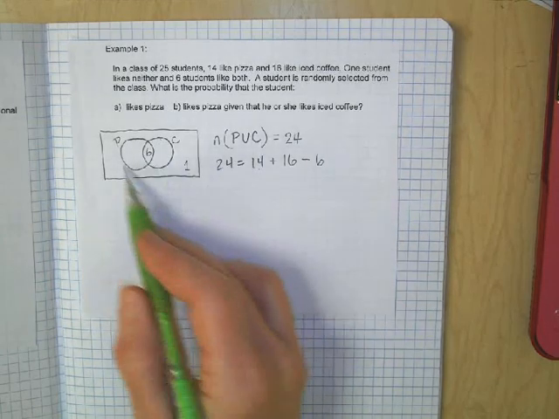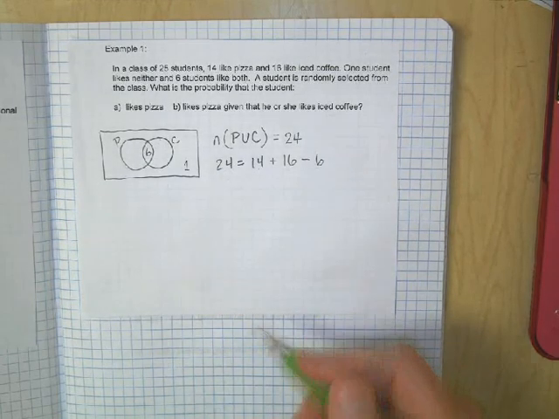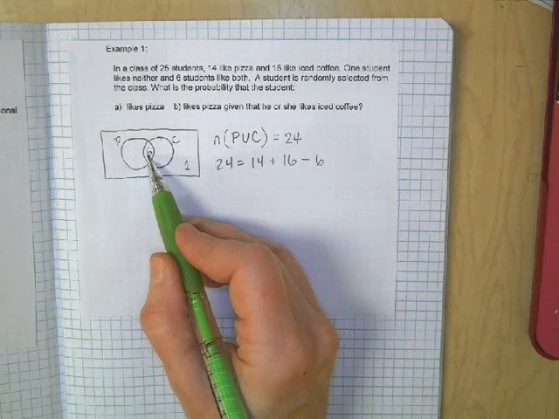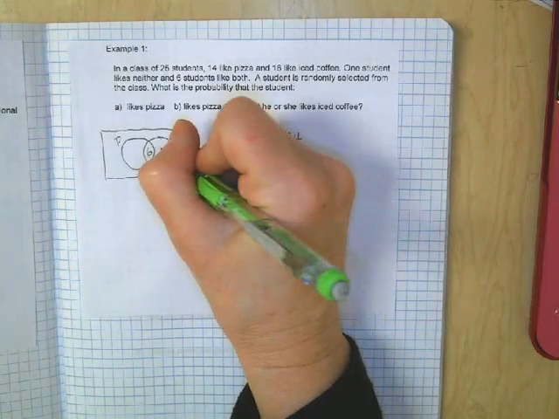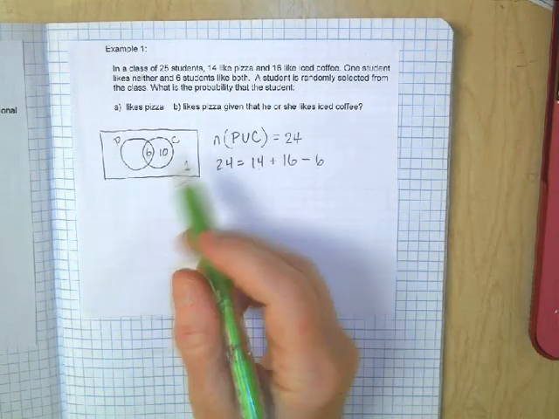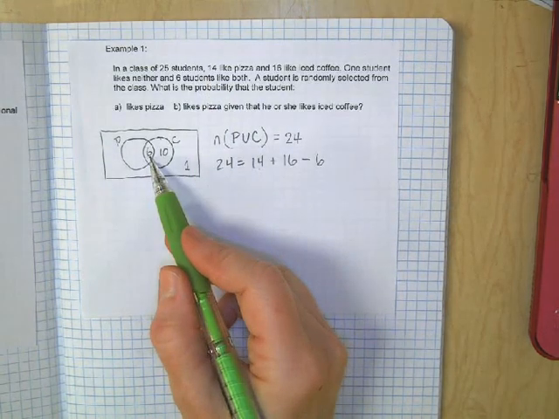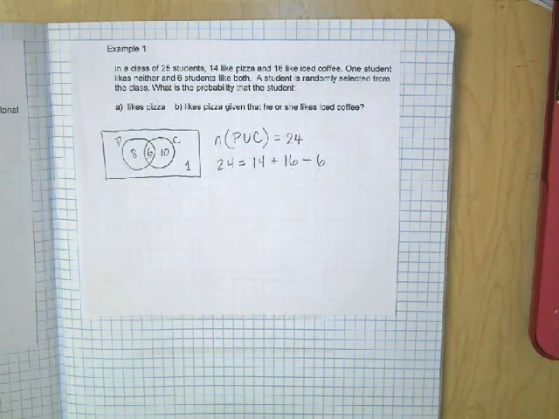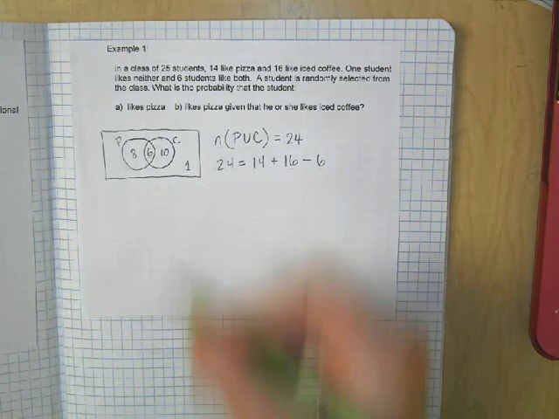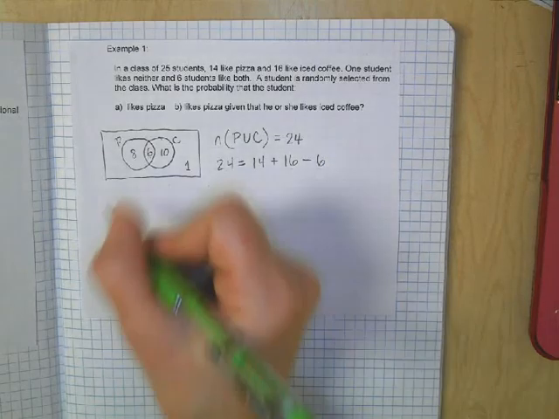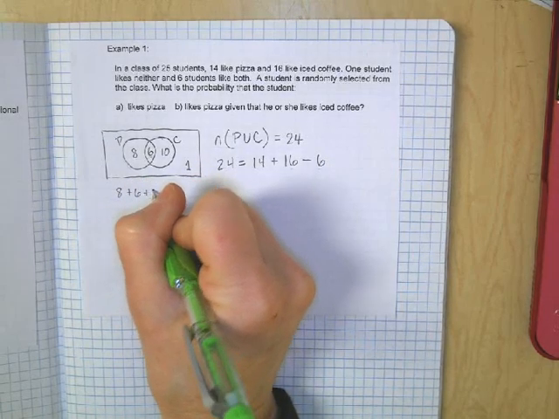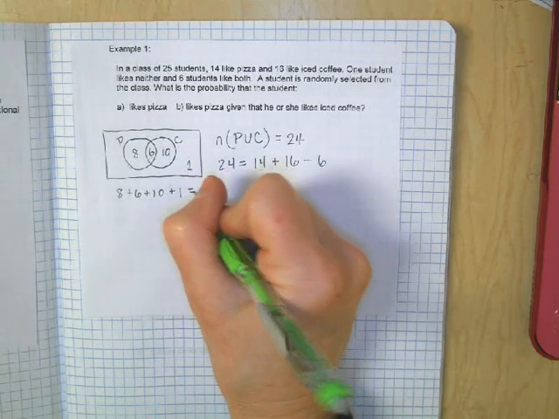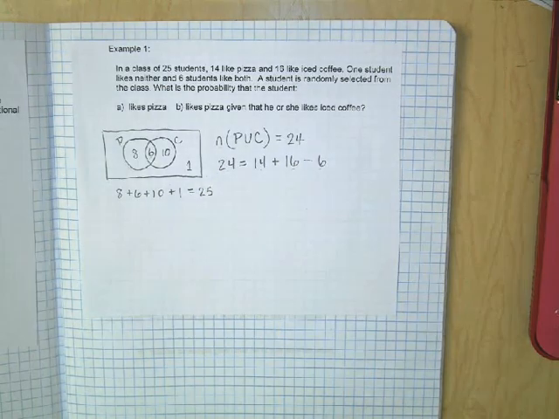So there's got to be 24 in all of here. I already know that overlap is 6. For iced coffee, I know there has to be 16. I already have 6, so there has to be 10 in this circle. Pizza has to be 14. I already have 6, so 14 minus 6 gives me 8. So there's going to be 8 people in that circle. Then if I add these together, 8 plus 6 plus 10 plus 1, that's the person who doesn't like anything, I get 25. Okay, so now I've accounted for everybody.